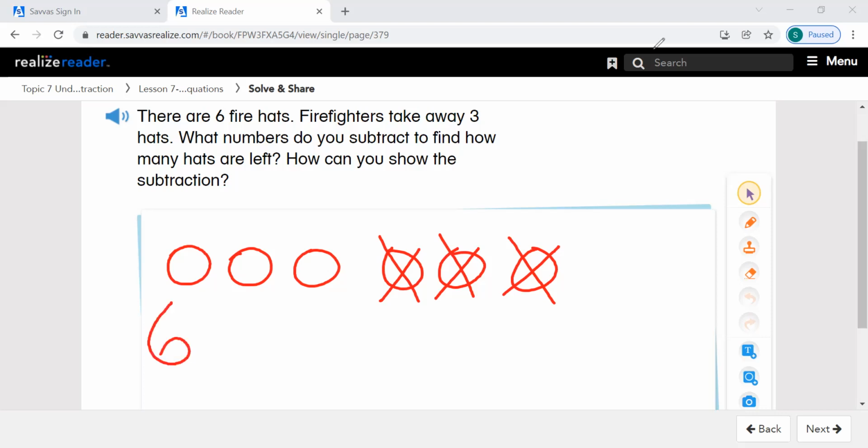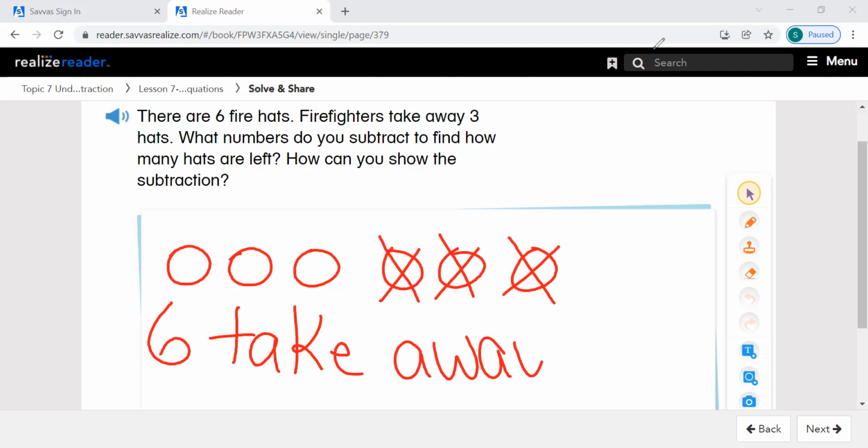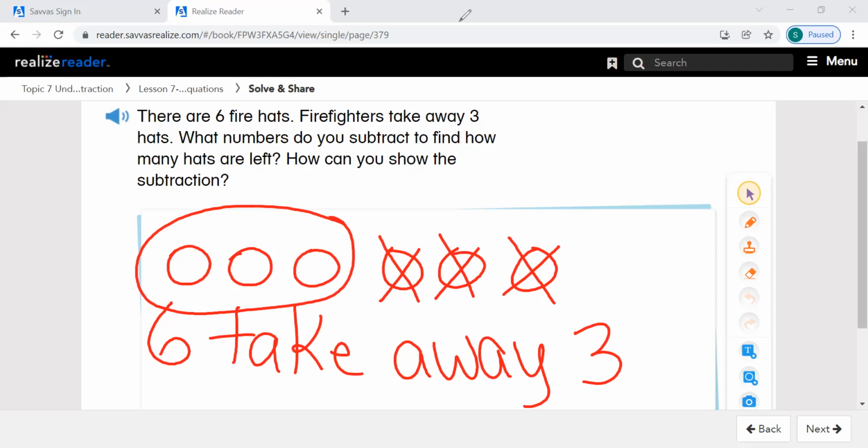6, because that's what we had in all, take away, because that's what subtraction is. Take away how many? 3. So that is showing us that we had 6 and that we take away 3, and how many remain, or how many are left? 3. So if you count the remaining counters, there are 3 counters or fire hats left. Let's move on.